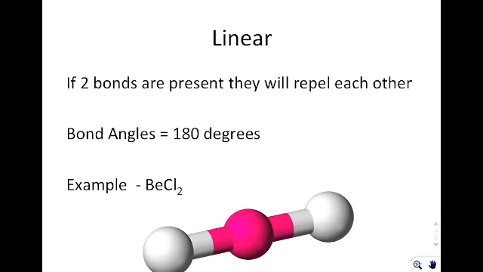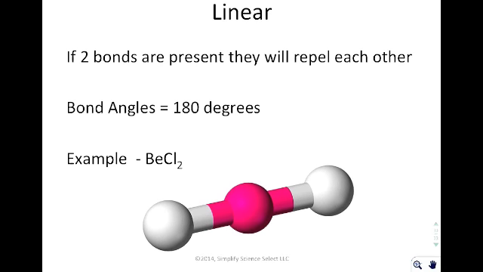The shapes that are involved, the first one is linear. The first shape is linear because anytime you have 2 bonds present, they will repel each other as far as they can. This is as far as these 2 electron pairs can get away from one another. If this one were to move over closer, they'd be closer than they can be, and these would move in the opposite directions. So anytime you have 2 bonds, they will repel each other, and we call this a linear bond.